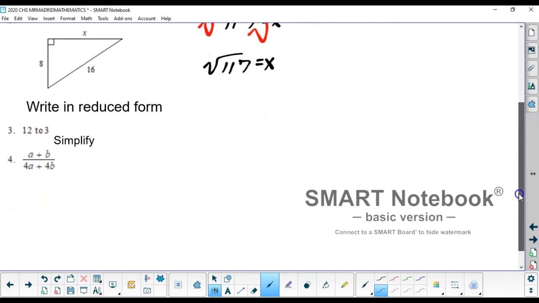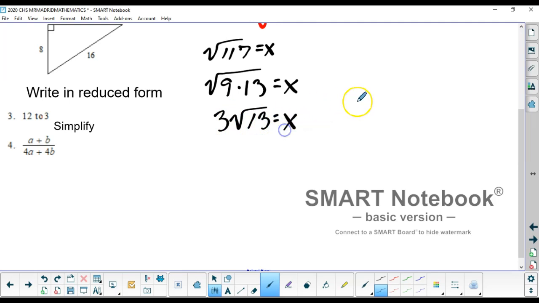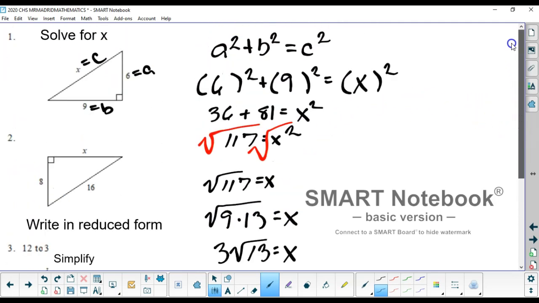Now, additionally, whenever you have a square root, you do look for those perfect squares embedded in the product. So let's go ahead and take out a 9. 9 times 13. Since we know the square root of 9 is 3, we get, all right, that takes care of number 1.